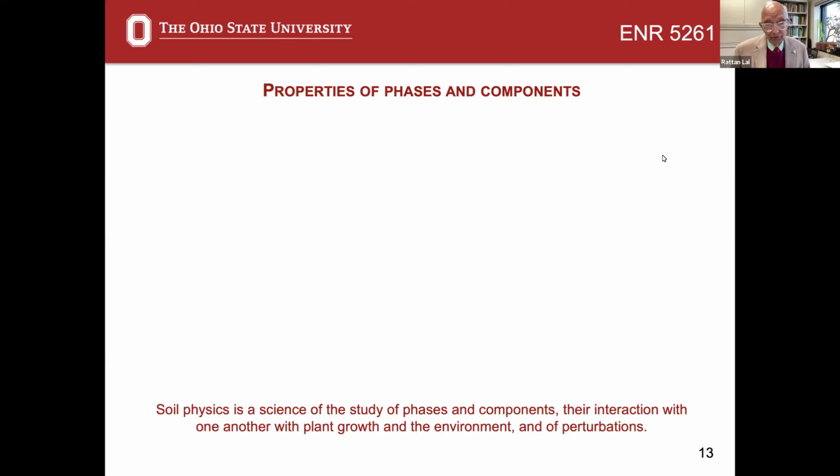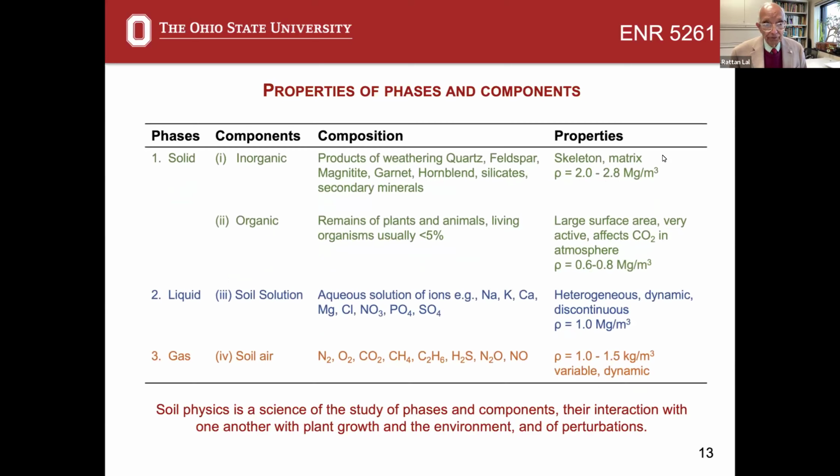I'm going over quickly because we'll be discussing each one of them in detail in separate lectures. Then there are different properties of phases and components. For example, the solid phase has two components, inorganic and organic. Inorganic components are minerals such as feldspar, magnetite, garnet, hornblende, silicates, or secondary minerals. And these properties affect the bulk density, which is symbol rho, the density of the material. Then the organic components are remains of plants and animals at different stages of decomposition.